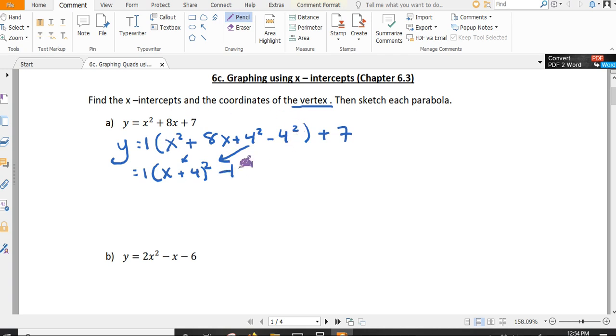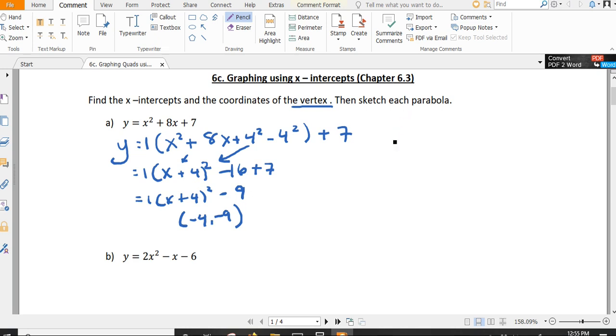Times 1 is negative 16, plus 7, and after completing the square, this is in vertex form. Negative 16 plus 7 is negative 9. Here's my vertex: negative 4, negative 9. Those will be the coordinates of my vertex.